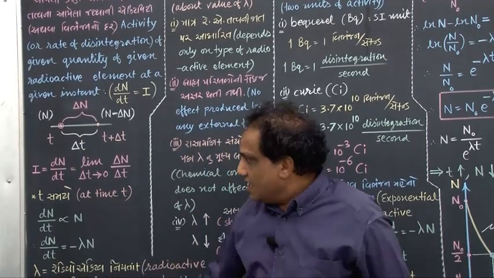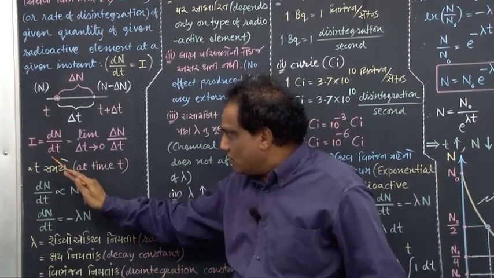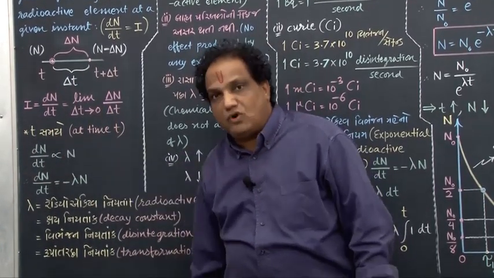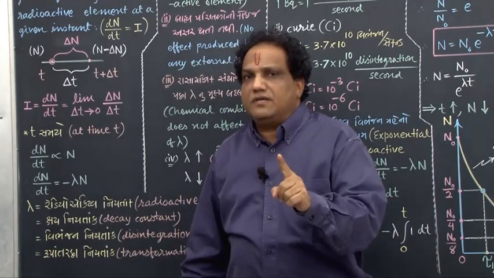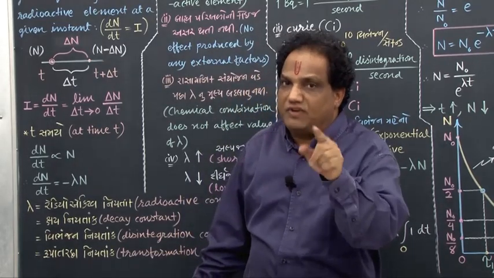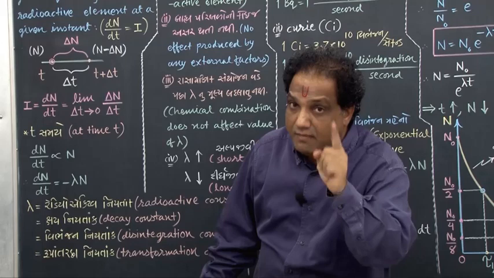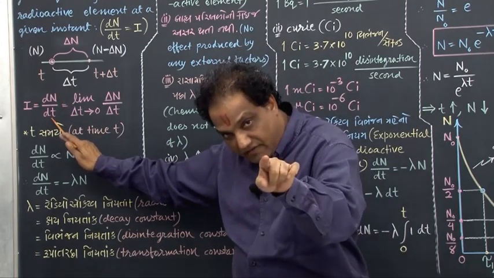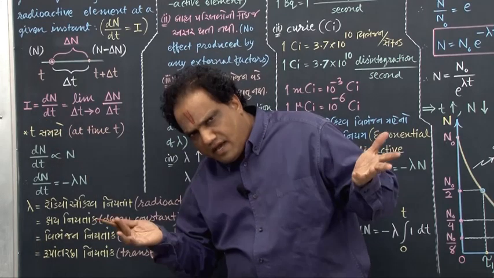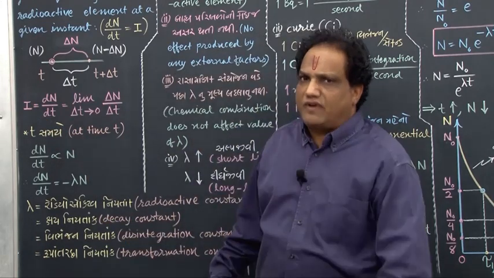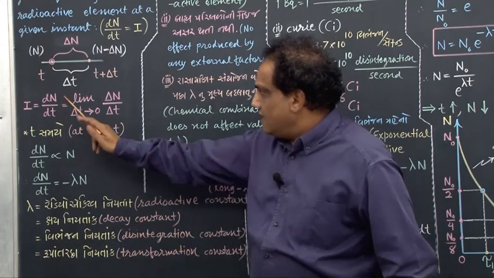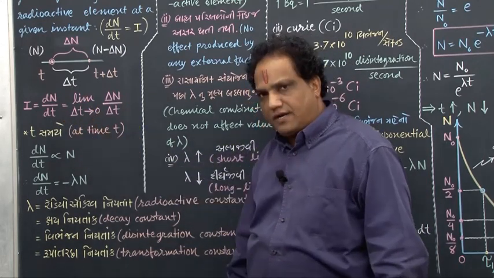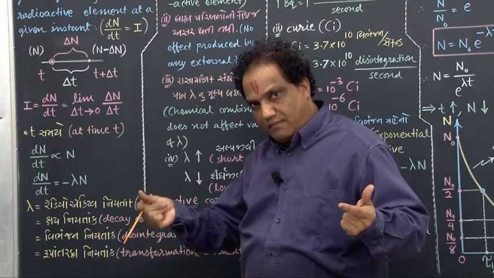I am showing you. Rate of disintegration is shown by the symbol dN by dt, and the activity is shown by the symbol I. Here we mean time rate of disintegration. Time rate of disintegration is shown by the symbol dN by dt. It is also called activity, shown by the symbol capital I. Now in the language of calculus, dN upon dt means what? Limit delta t tends to 0, delta N upon delta t.